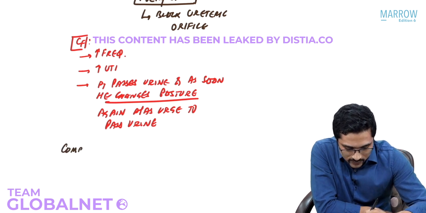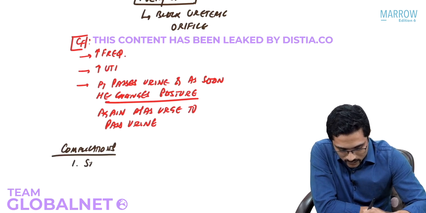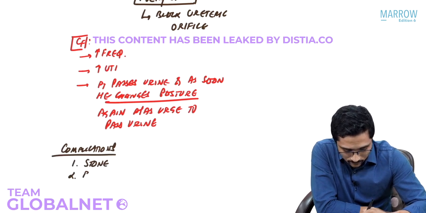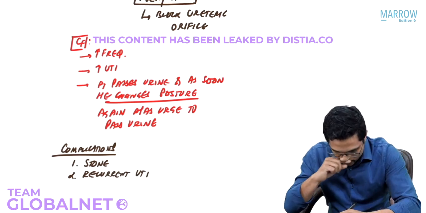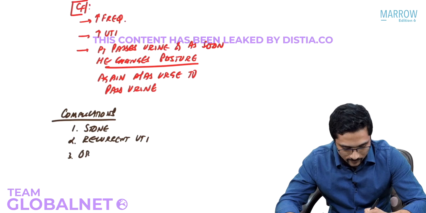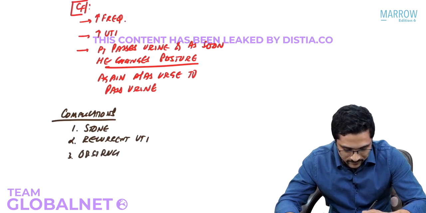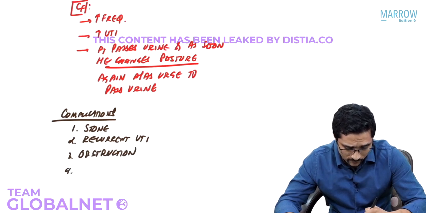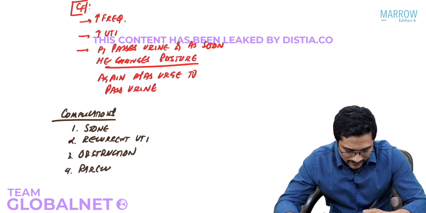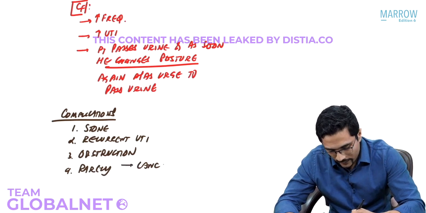The complications in a patient with bladder diverticulae: there can be stone formation, there can be recurrent UTI, and as I've told you, there can be obstruction as well. If the bladder diverticula is very big, there can be obstruction. Rarely, cancer can also develop in a bladder diverticula.